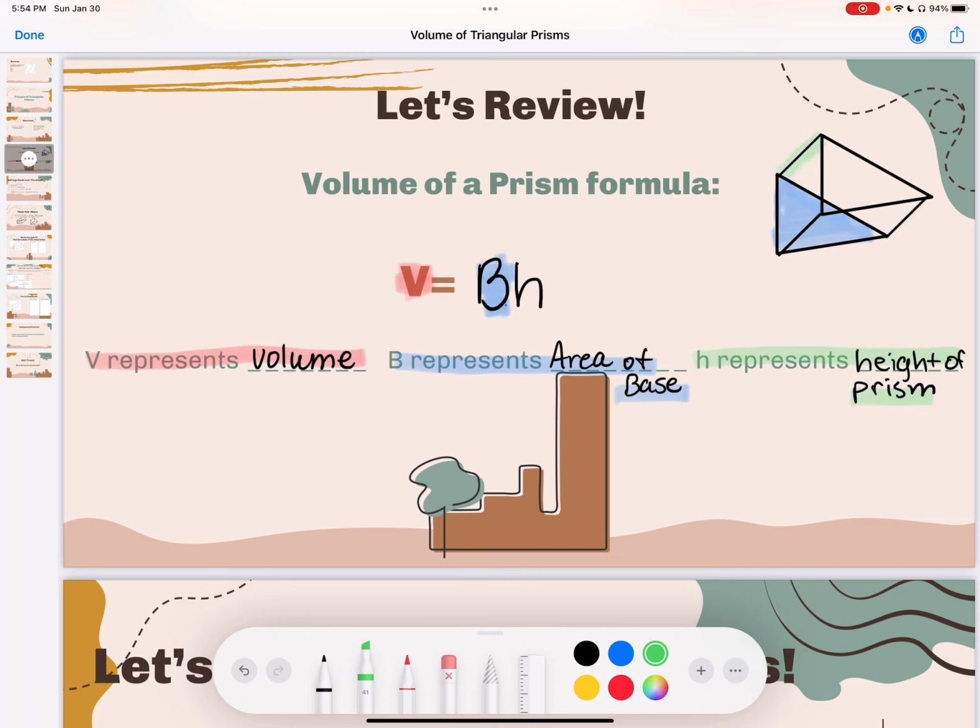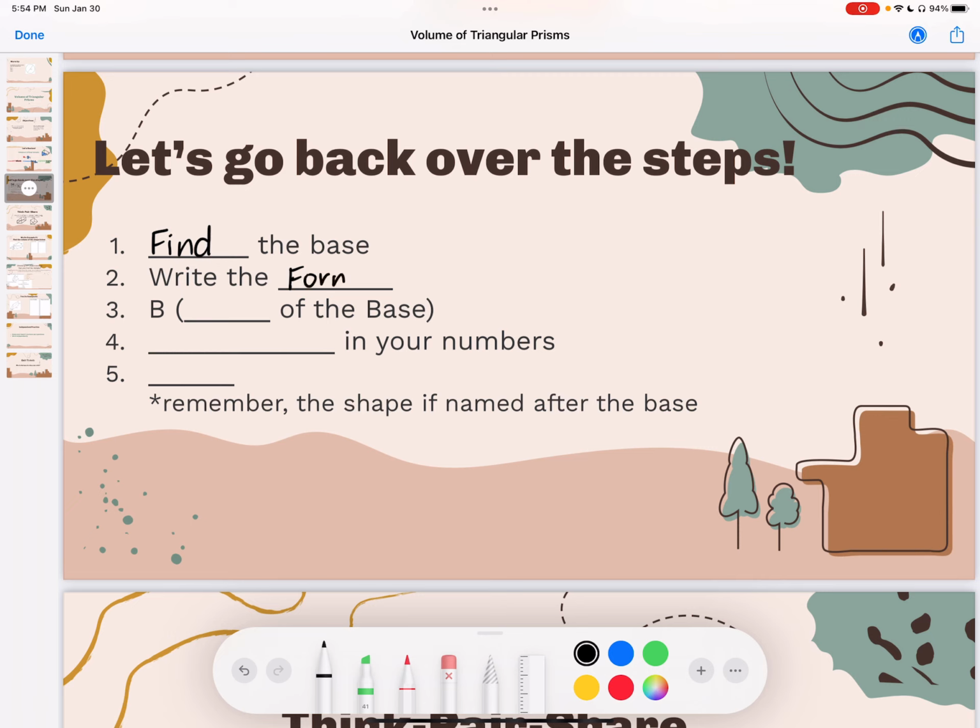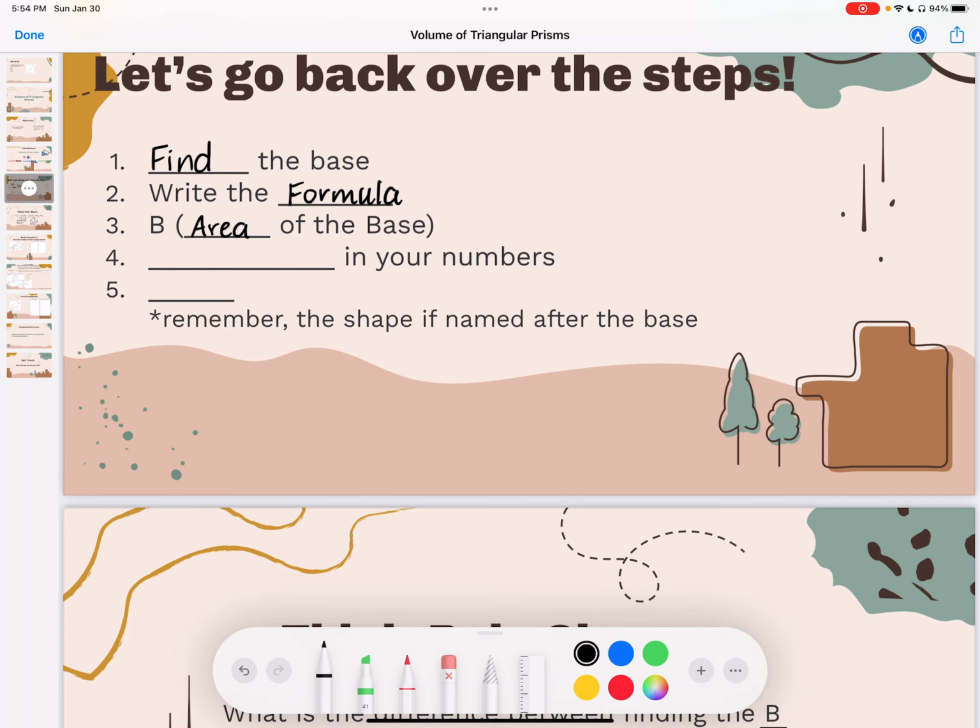Let's go ahead and go back over the steps. We need to find the base. Then we're going to write the formula. Then we're going to find the area of the base. Remember, that's our big B that we saw up here. Then we're going to fill in our numbers. And lastly, we're going to solve. Remember that the shape is going to be named after the base. So how we're learning about the triangular prisms, our base is a triangle.